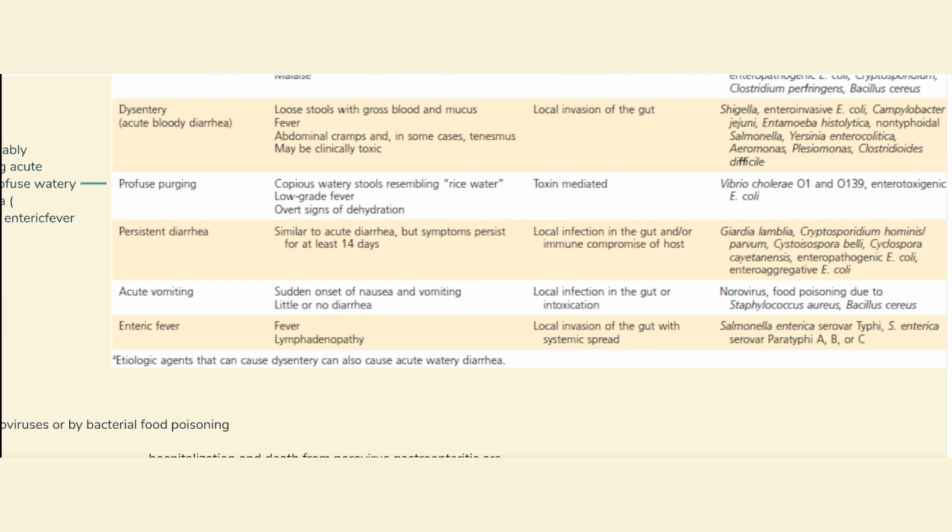We have fever and lymphadenopathy. The lymphadenopathy of the lymphatic system of the gut is the mainstay of enteric fever. We'll have local invasion of the gut with systemic spread, and that's why we will have the systemic symptoms like fever, a really high fever. It's usually caused by Salmonella enterica. The serovars are Salmonella typhi and serovar paratyphi A, B, and C.